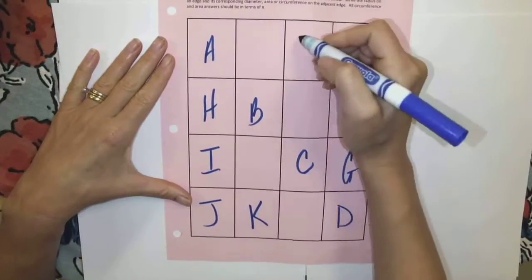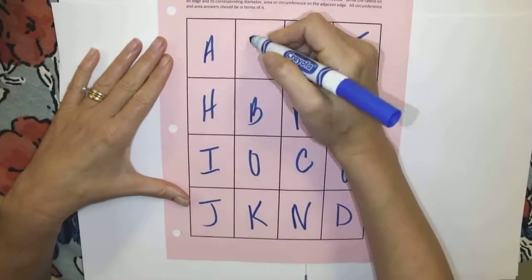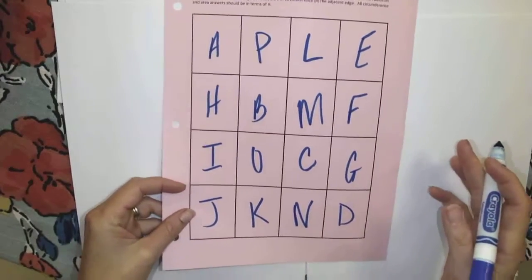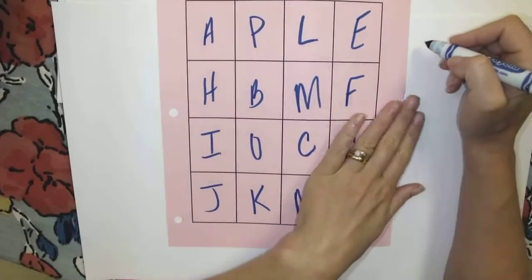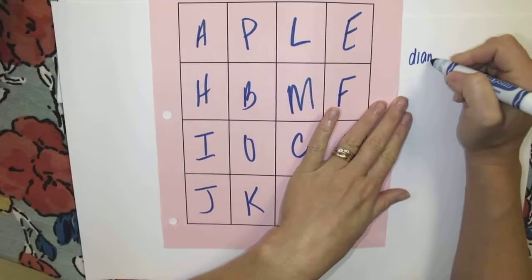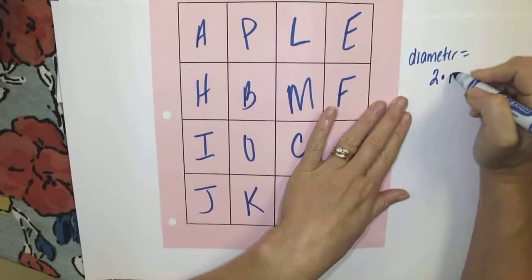J, K, L, M, N, O, P. So that is step one. Step two is you need to make sure you remember that if you have a radius, the diameter, I'll write this over here, the diameter is 2 times the radius.